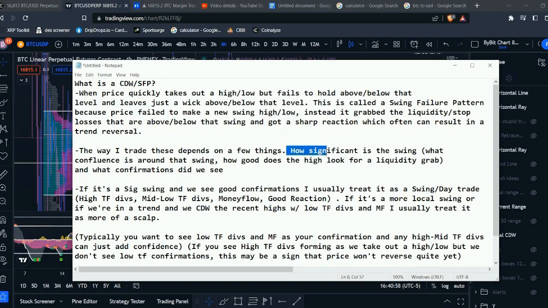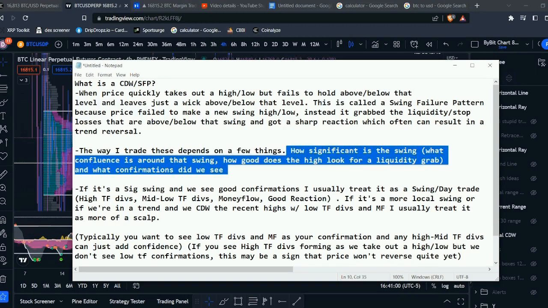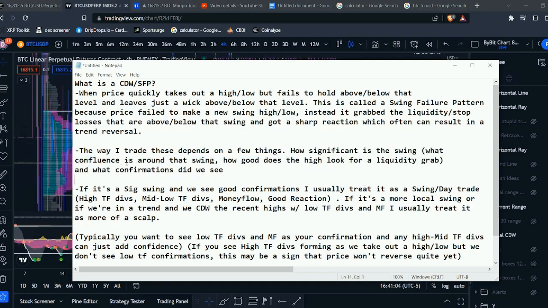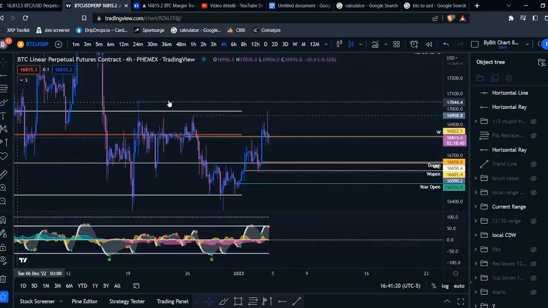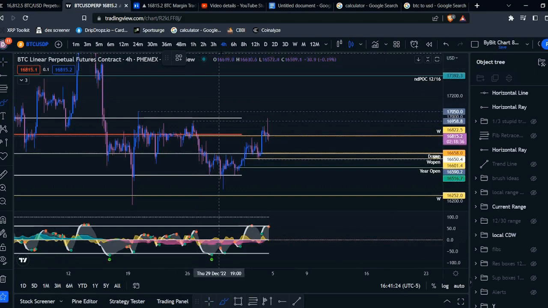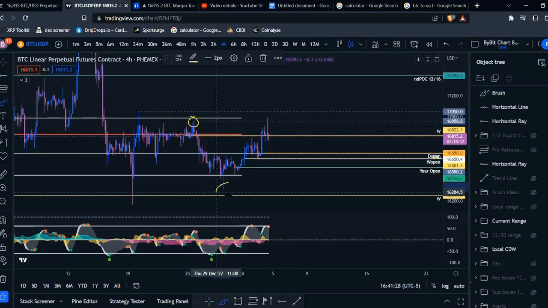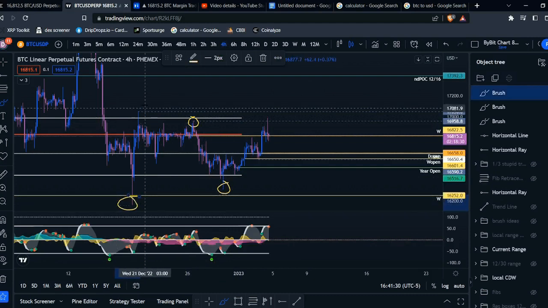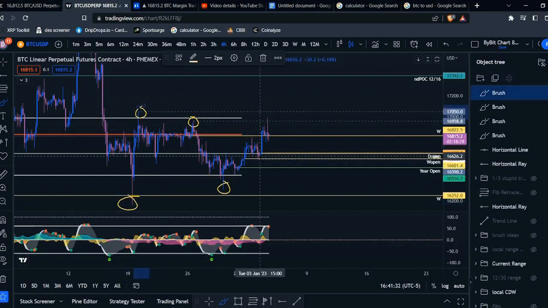And basically the way I treat these kind of trades depends on a variety of factors. Mainly that depends on how significant the swing high or low is, what confluence is around that swing, and how good it looks for a liquidity grab. So these higher time frame swing highs and lows, you can see here I'm on the 4 hour, are typically going to be much more significant than a local swing high or low.